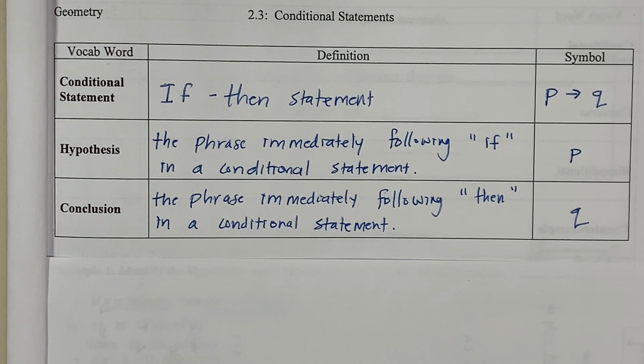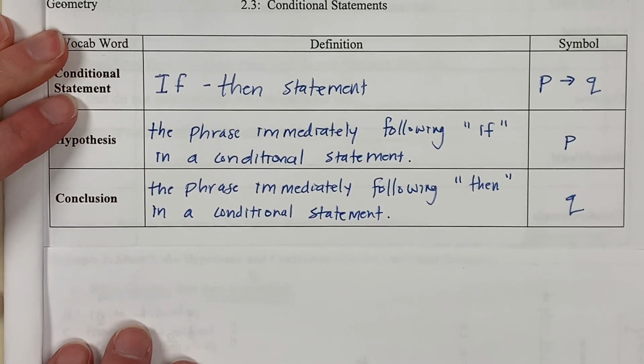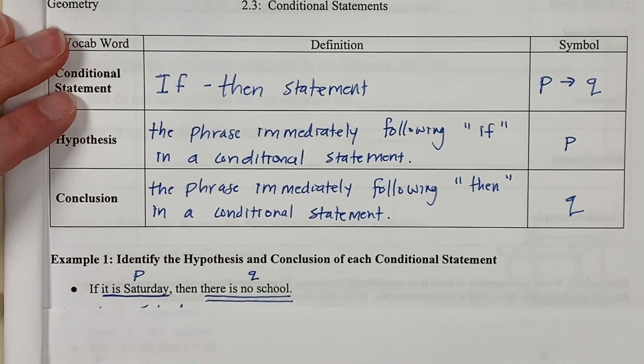The conclusion is the phrase immediately following then in a conditional statement, and the letter Q will always represent the conclusion. For the hypothesis and the conclusion both, it's the phrase that follows if and follows then. So the word if and the word then are not included when identifying the hypothesis or the conclusion. Okay, so let's look at example 1.